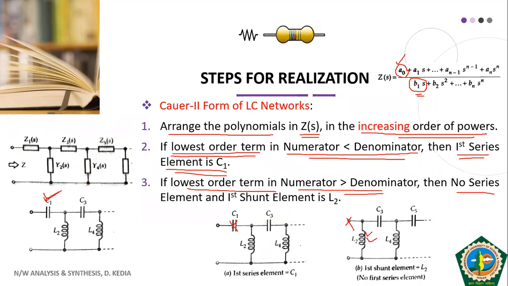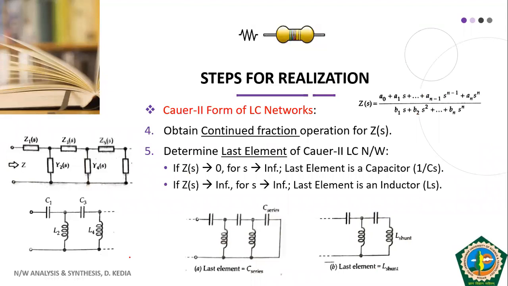I hope this thing is clear. There we were identifying the highest order terms, and here we are identifying the lowest order terms in the numerator and your denominator. Fine. So then the next step will be your continued fraction, the way we did in the Cauer 1 form. And after we have done that, the final step will be to identify the last element.